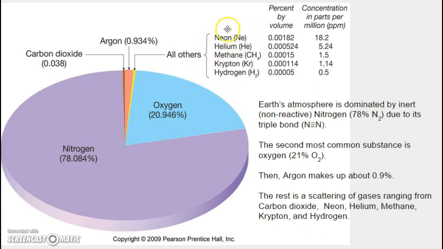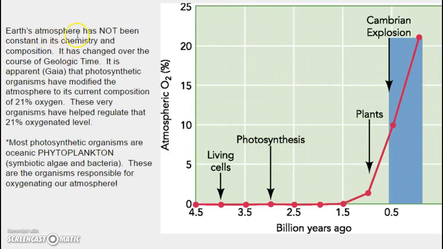So here's carbon dioxide. It made the list into the pie chart. And then here's all the other tiny amounts of gases as well. So our atmosphere is really a heterogeneous mixture of all kinds of different stuff. But the Earth's atmosphere has not been constant in its chemistry and composition. It has changed over the course of geologic time.